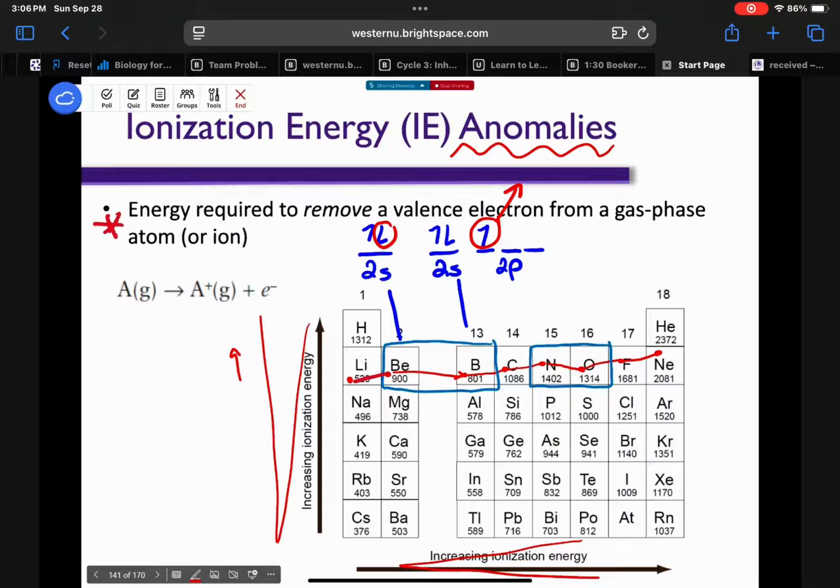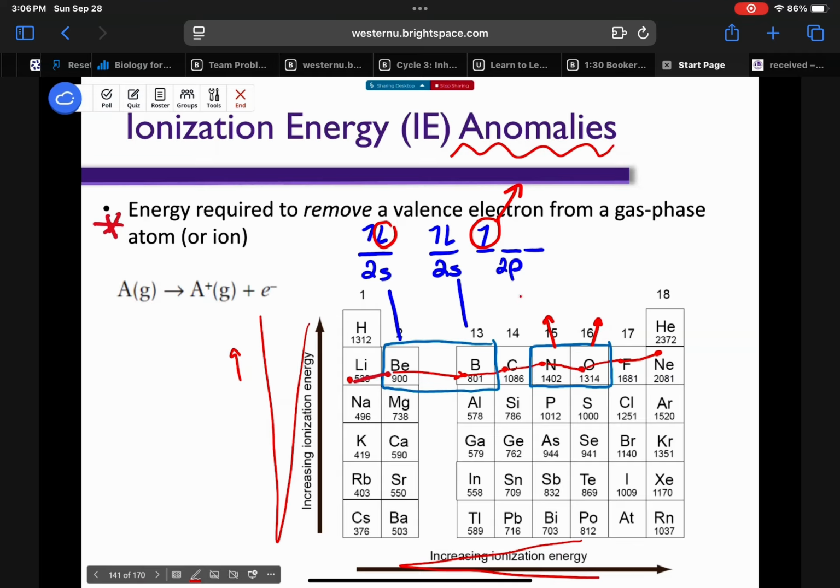Let's look now at nitrogen and oxygen and see if we can come up with a rationale, a reason for this anomaly as well. We would expect oxygen to have a higher ionization energy than nitrogen. Nitrogen is 1402, but oxygen isn't like 1500. That's what I would predict based on the big trend. It's 1300 and something. It's smaller.